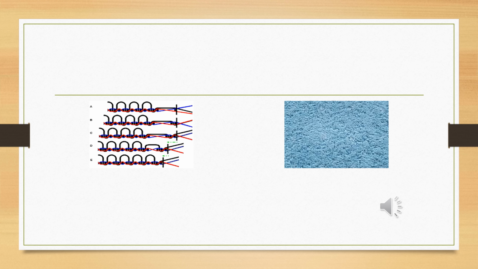Another woven fabric type is terry fabric. Three sets of yarn are used. 1 is called warp, which is lengthwise. 2nd is pile, which makes loops on the surface of the fabric. 3rd is weft, which is the widthwise yarn of the fabric.